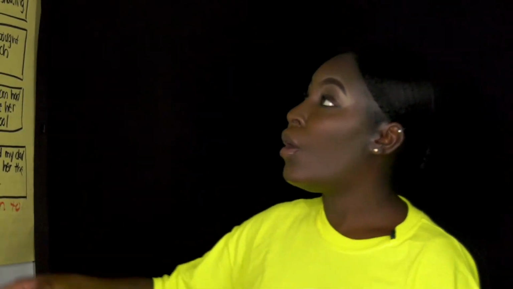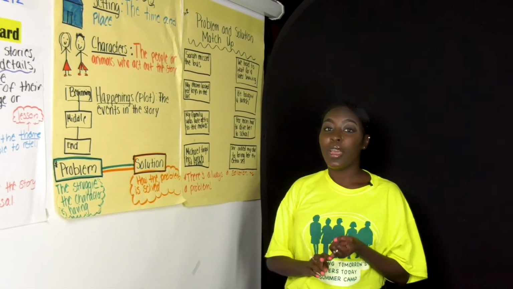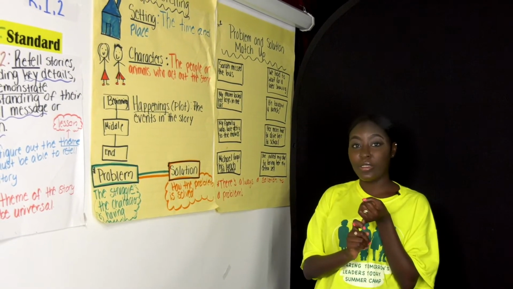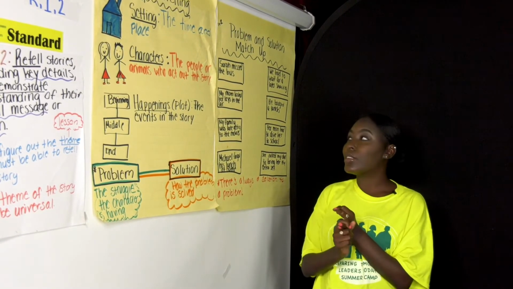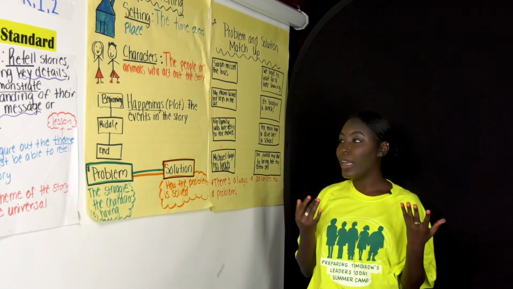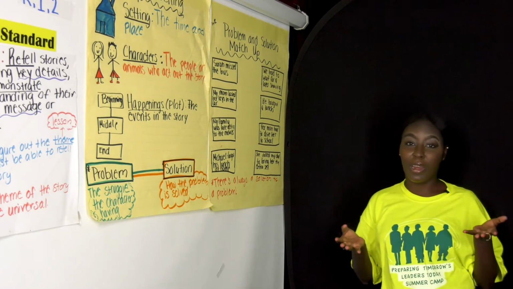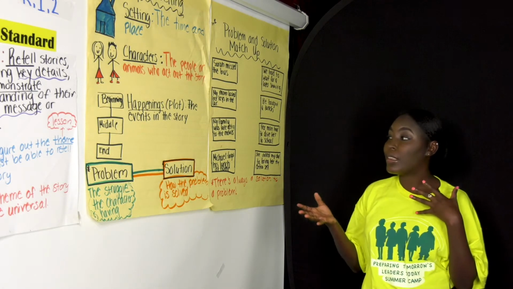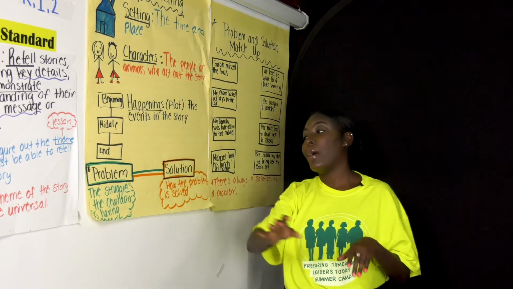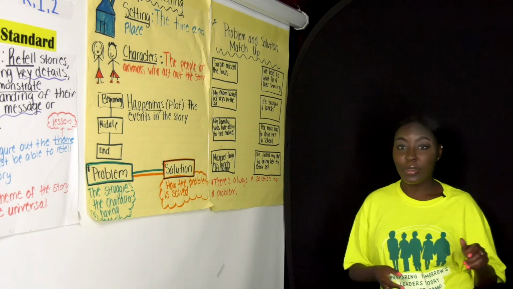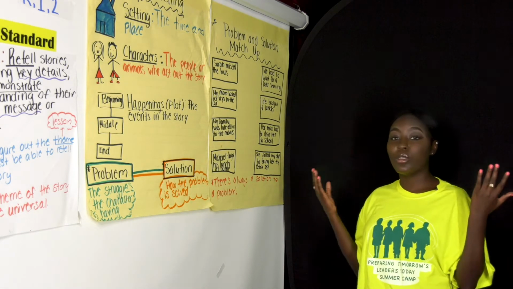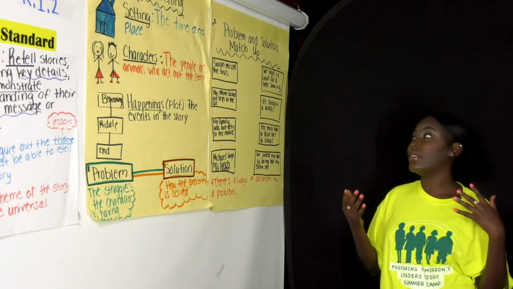Okay, now let's go over how to retell a story. We need to know the setting, which is the time and place the story takes place, the characters, which are the people or animals who act out in the story, the happenings, which is the plot. That is the events in the story, and the plot is usually in the middle where all the good stuff happens. And then we have the problem, which is the struggle of the character or characters. And then also the solution, which is how that problem is solved.